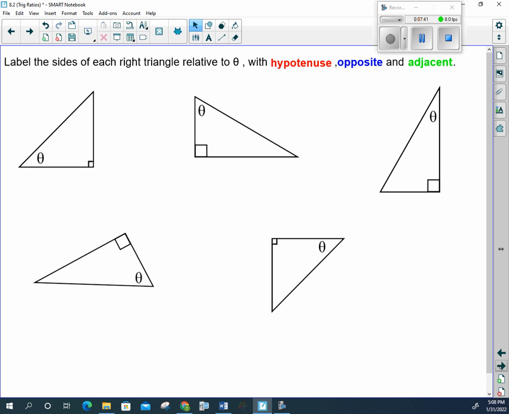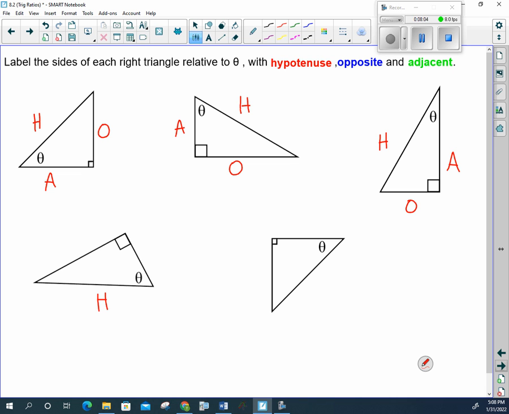Okay, really quickly, I'll just put in a capital H for hypotenuse, O for opposite, and A for adjacent, just so we can quickly look at these. You could turn this off and try to answer them yourself and then check it if you wanted. Okay, there we go. So like I said, you could do that by yourself and then come back and check it.